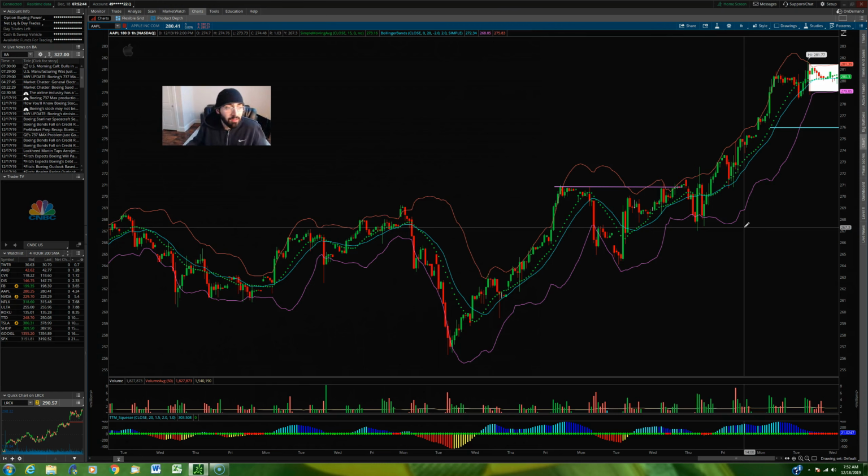So we take yesterday's close at 280, and we could expect on an average day today, if this thing is strong, a move towards 284. If the market is weak and this thing rolls over, we could expect a move towards 276. Based upon how Apple's been moving as of late, that's going to be an average move up or down.